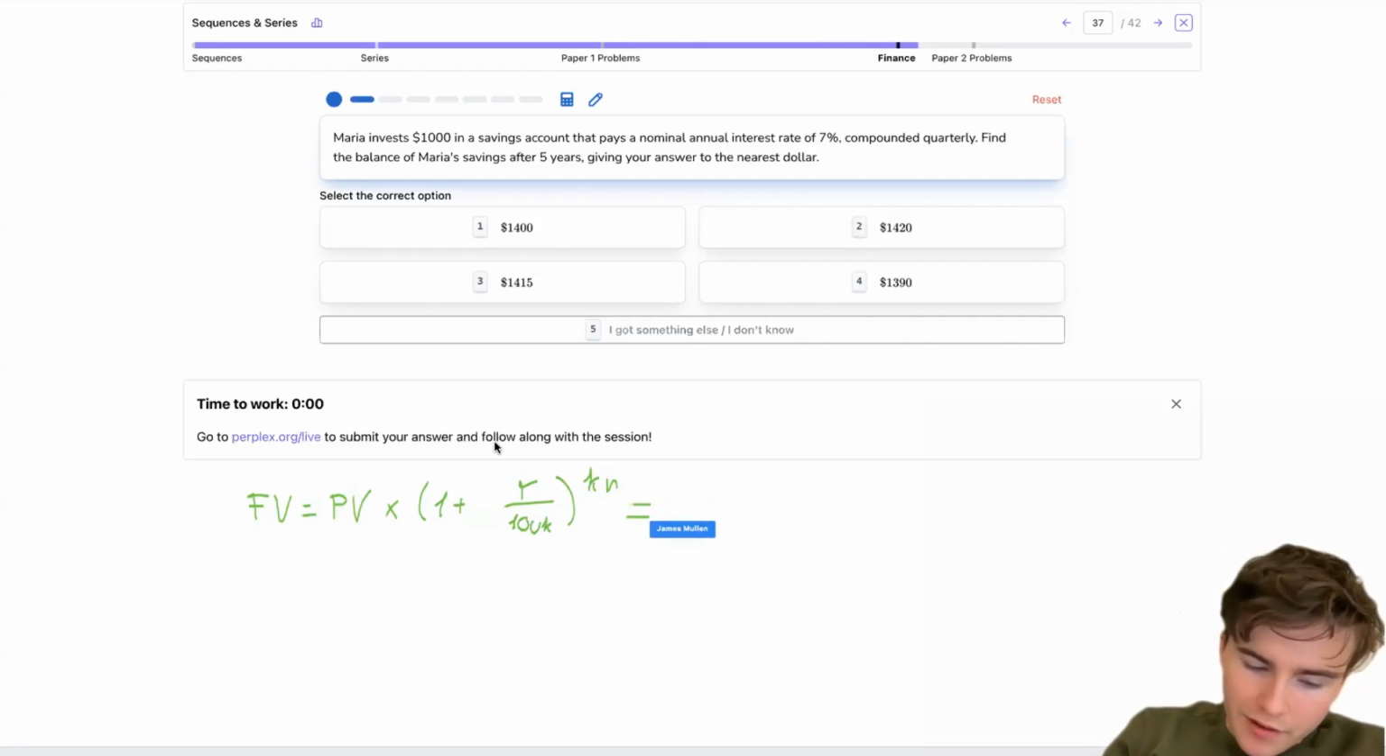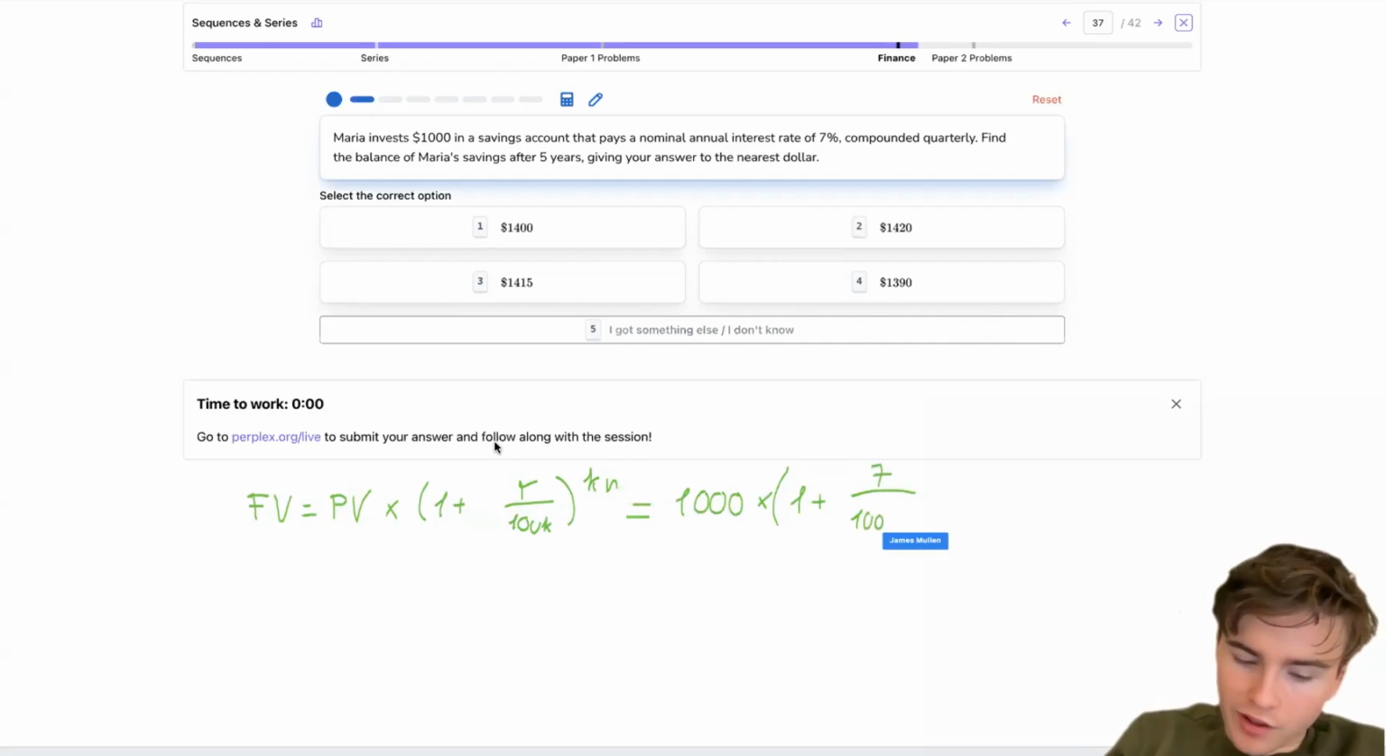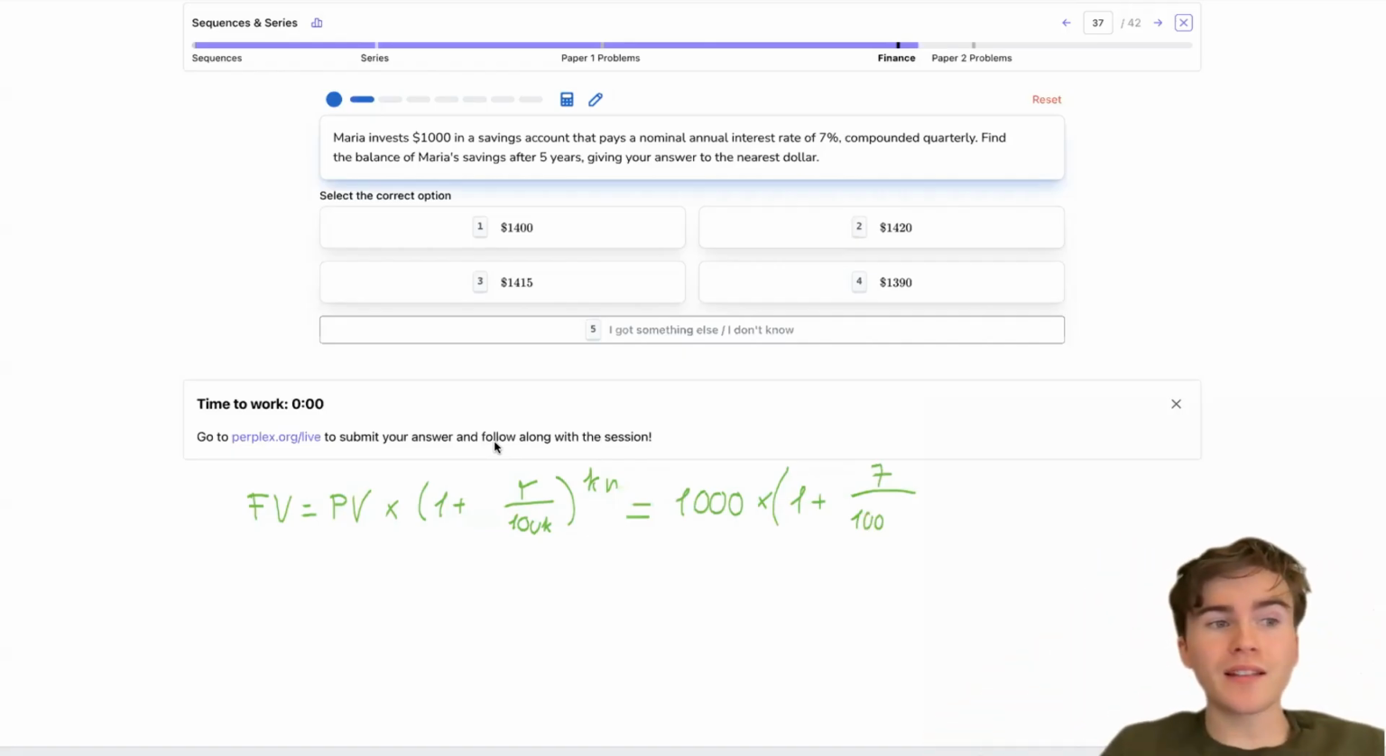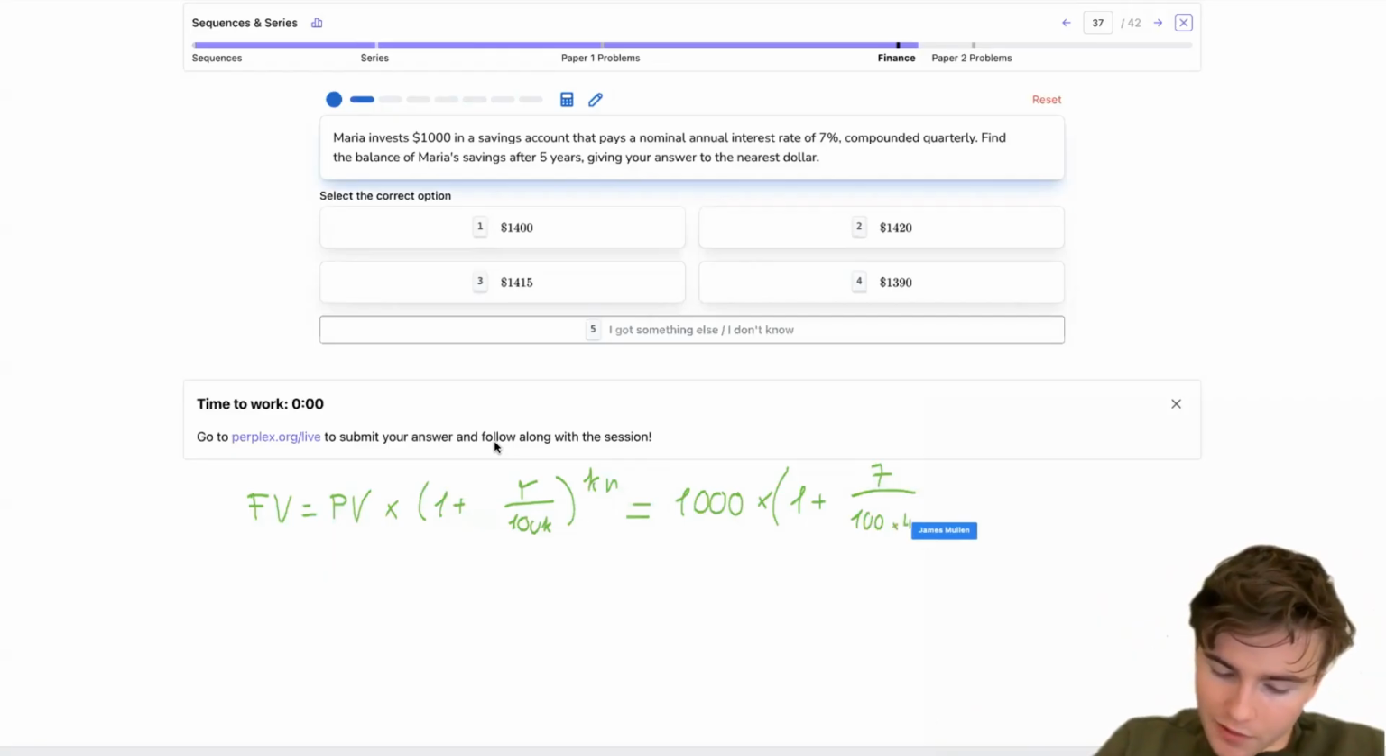So the present value is 1,000. I start with 1,000. And I'm going to do 1 plus 7 over 100. And I have, if I'm compounding quarterly, it means every quarter of a year. So 4 times per year. So that times 4 to the power of, and I'm doing 5 years times 4.